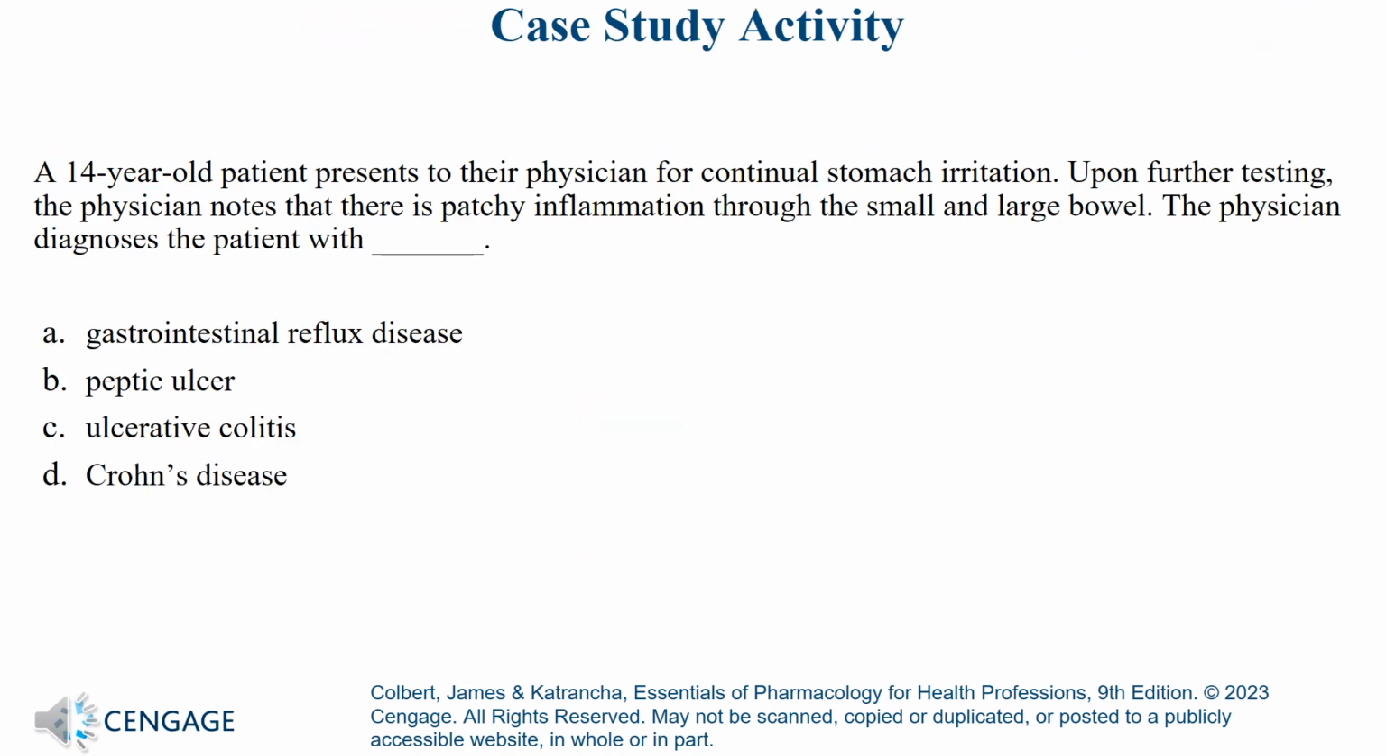Alright, let's take a look at the case study. We have a case study activity. A 14-year-old patient presents to the physician for continual stomach irritation. Upon further testing, the physician notes that there is patchy inflammation through the small and large bowel. The physician diagnoses the patient with what? Look at your choices, write down your answers, and we're going to check it at the end of the video.